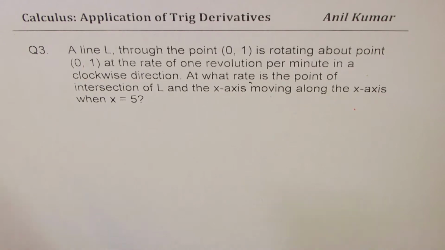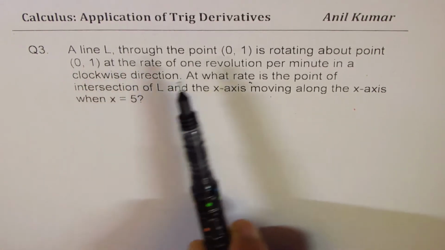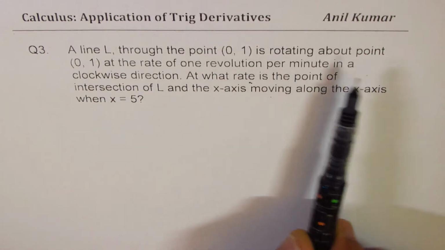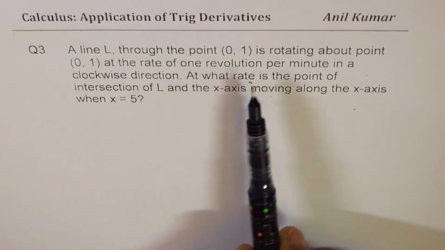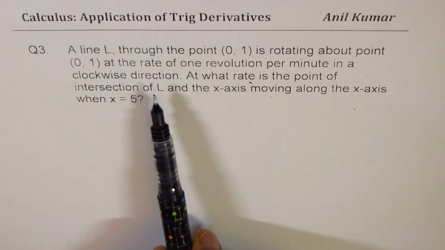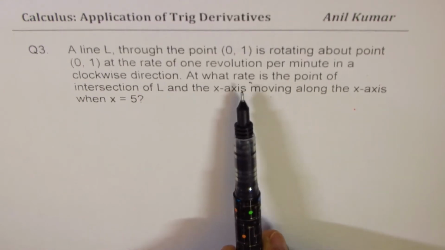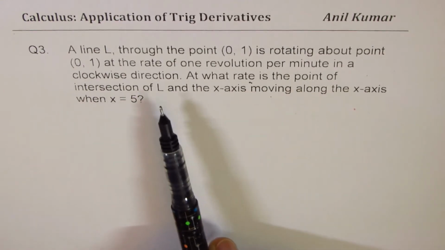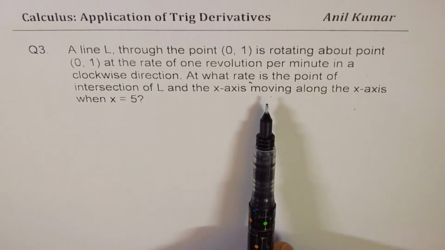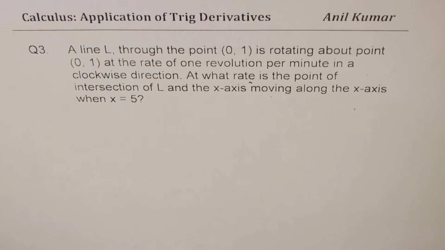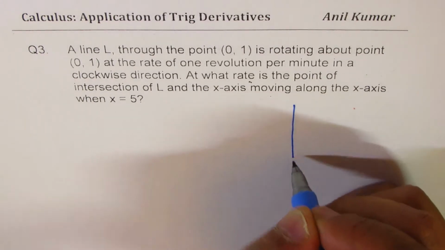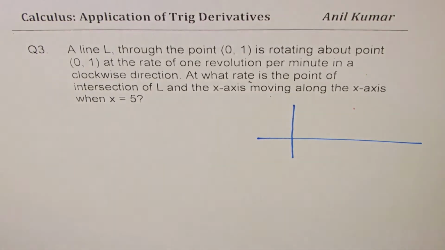Question number 3. A line L through point (0,1) is rotating about point (0,1) at the rate of 1 revolution per minute in clockwise direction. At what rate is the point of intersection of L and the x-axis moving along the x-axis when x equals 5? So let's sketch this to understand the situation and then we'll figure it out.